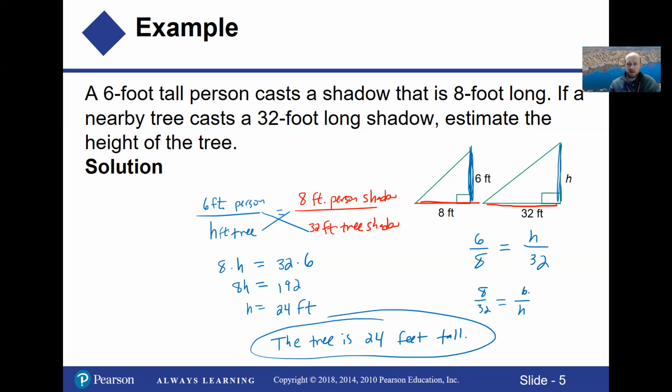There's also incorrect ways to set it up, right? So you could do 8 over 32 equals H over 6. That's an incorrect way to set it up. So make sure you set it up correctly, so make sure that your diagonals are not the same label, okay? And it should work out for you.